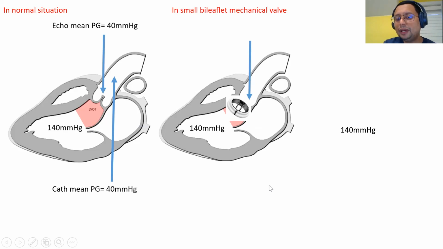So, for example, if you measure there, the potential energy might be 90. Therefore, the gradient or the difference is 50 millimeter mercury. So this is 140, this is 90. So that is a pressure drop of 50 millimeter mercury.